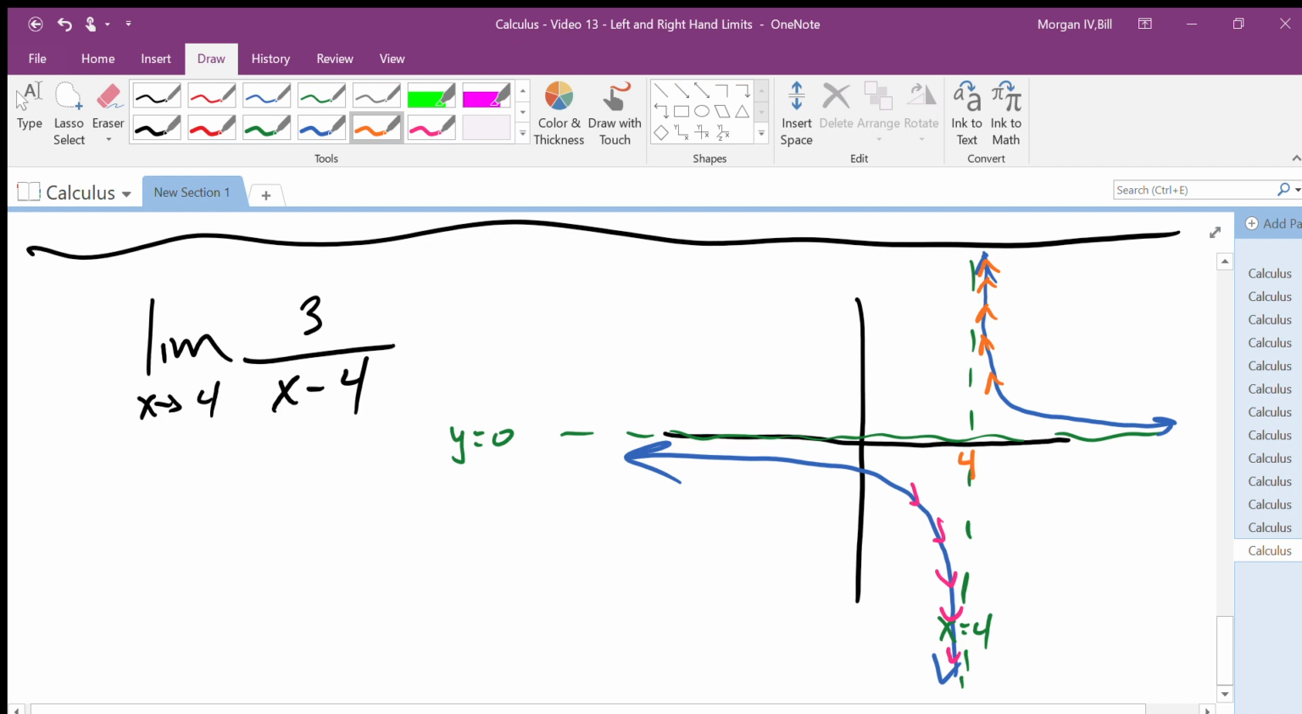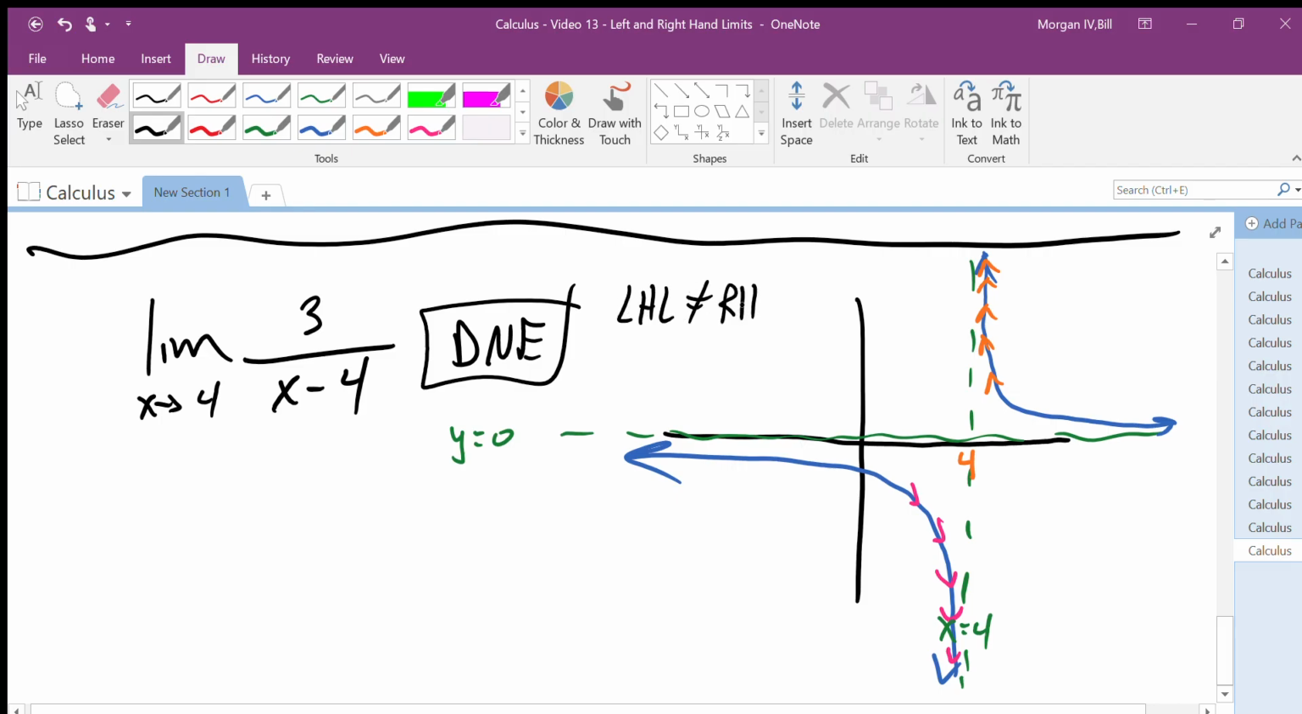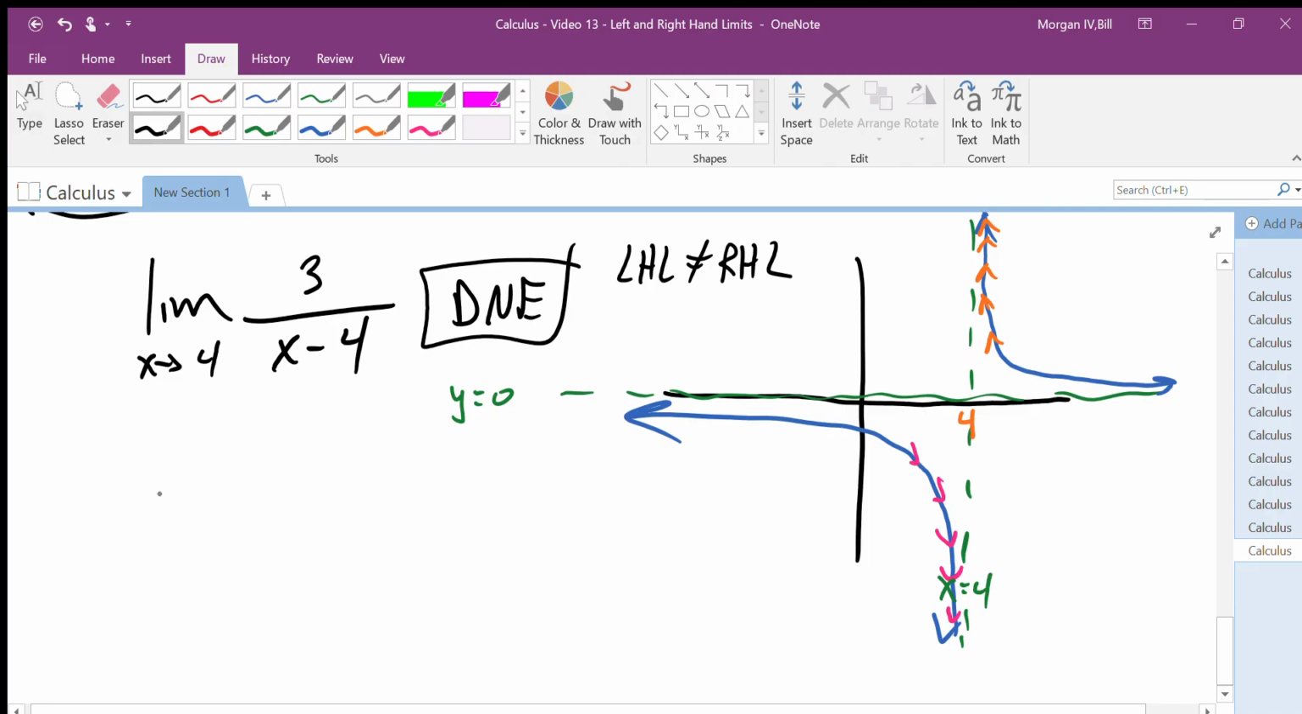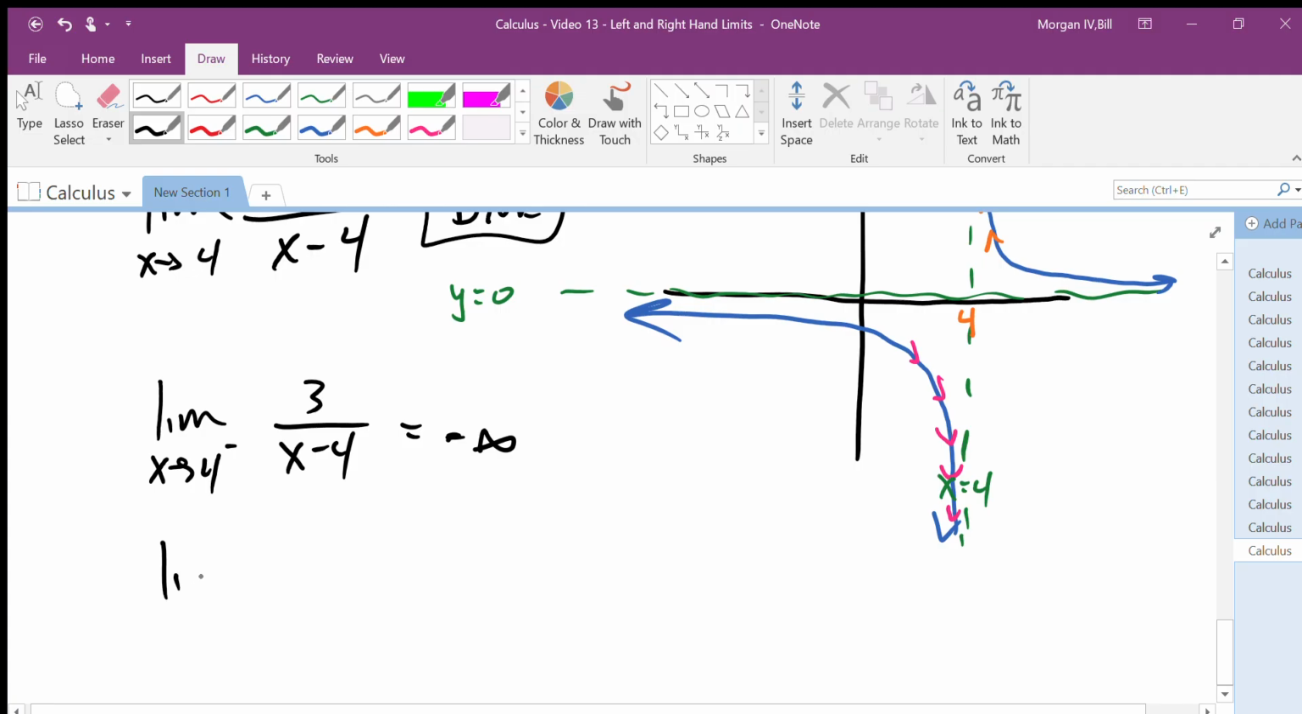So does the left-hand side and the right-hand side go to the same thing? No, they do not. Therefore, the answer here is does not exist, because the left-hand limit does not equal the right-hand limit. What we can say is the limit as x approaches 4 from the left goes down to negative infinity, whereas the limit as x approaches 4 from the right goes to positive infinity. Those two aren't the same, so the answer is does not exist.